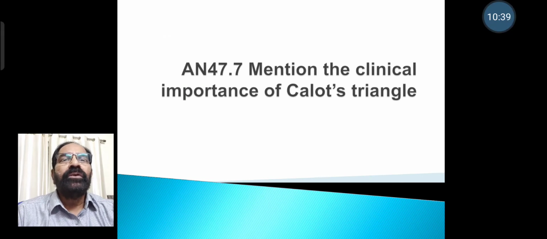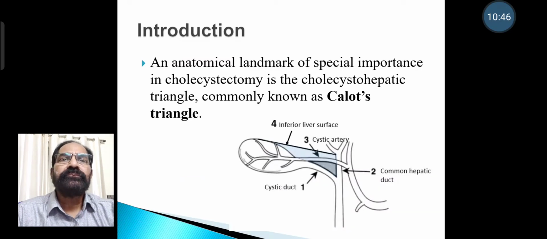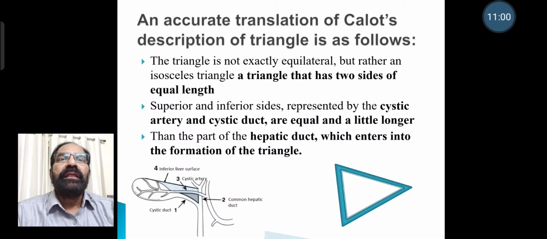Then we go to competency, that is the clinical importance of Calot's triangle. An anatomical landmark of special importance for cholecystectomy is the cholecystohepatic triangle, commonly known as Calot's triangle, as can be seen in the picture. An accurate translation of Calot's triangle is as follows.